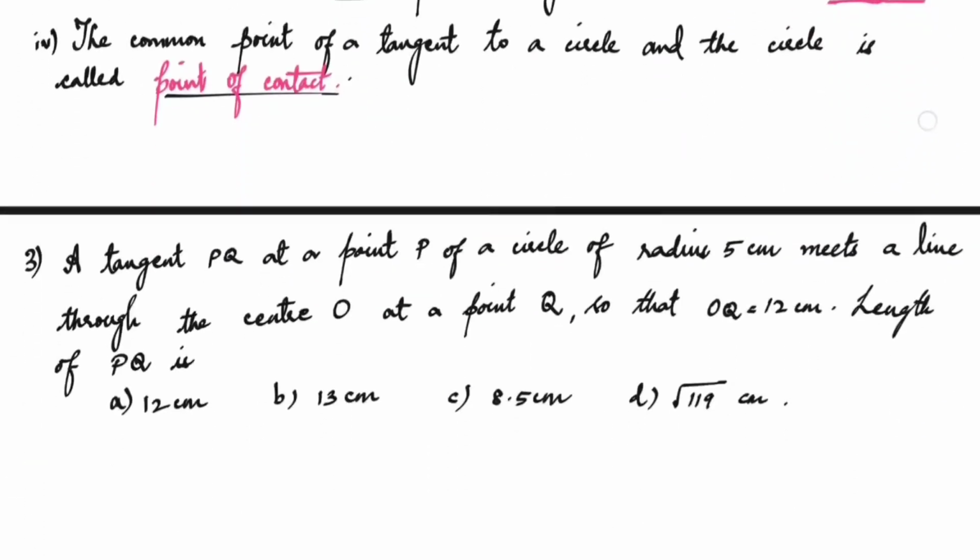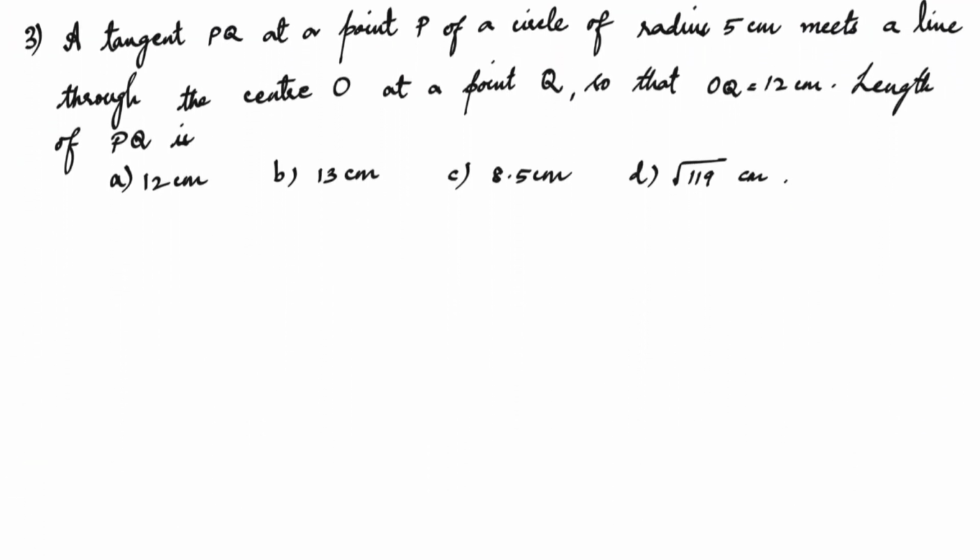Now let us see the third question. A tangent PQ at a point P of a circle of radius 5 cm meets a line through the center O at a point Q, so that OQ is equal to 12 cm. Length of PQ is: A, 12 cm; B, 13 cm; C, 8.5 cm; and D, root of 119 cm.